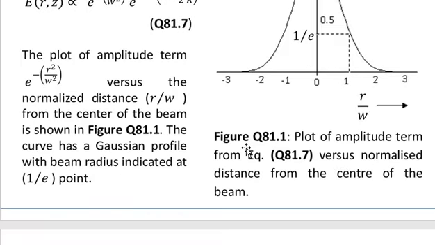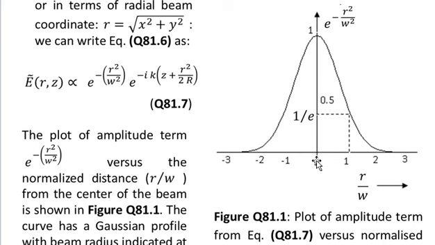So let me read the caption. Plot of amplitude term from equation number 7 versus the normalized distance from the center of the beam. This 0 is at the center of the beam, where the amplitude is maximum. But as you go away from the center of the beam, the amplitude will fall on both sides.